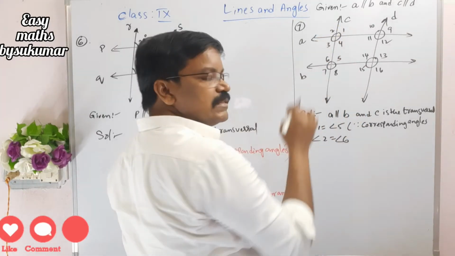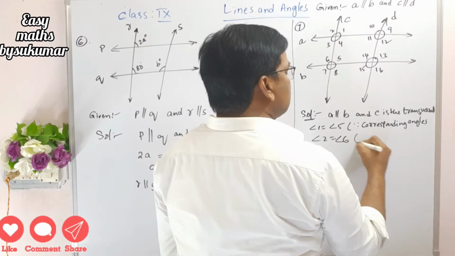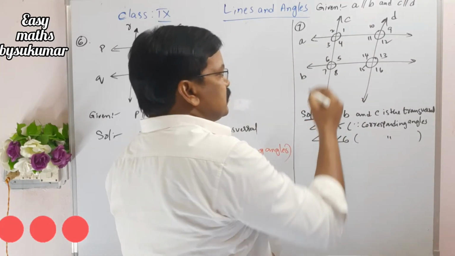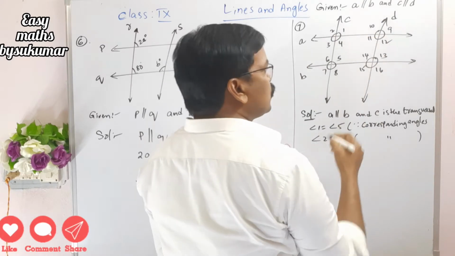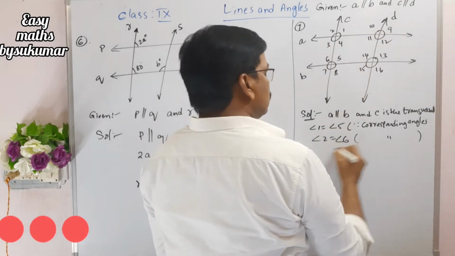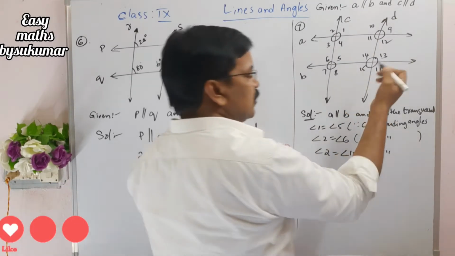Angle 1 and angle 5 are equal, and angle 2 is equal to angle 6. Angle 2 and angle 6 are also equal. The reason here is corresponding angles. See, my dear students, angle 2 and angle 10 are equal. Why is angle 2 equal to angle 10? They are also corresponding angles.